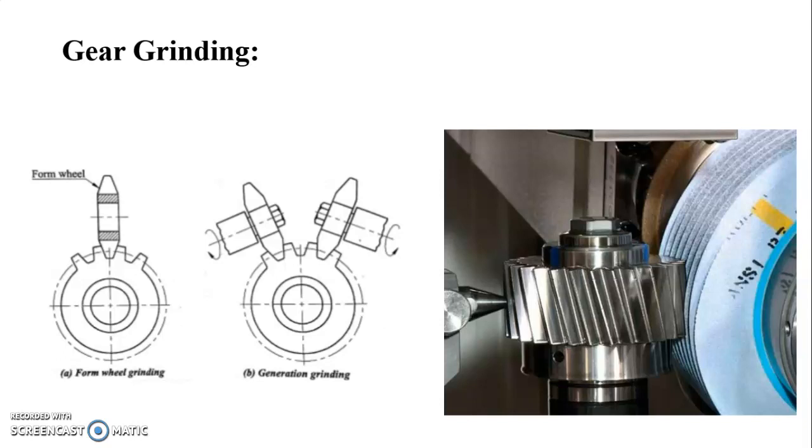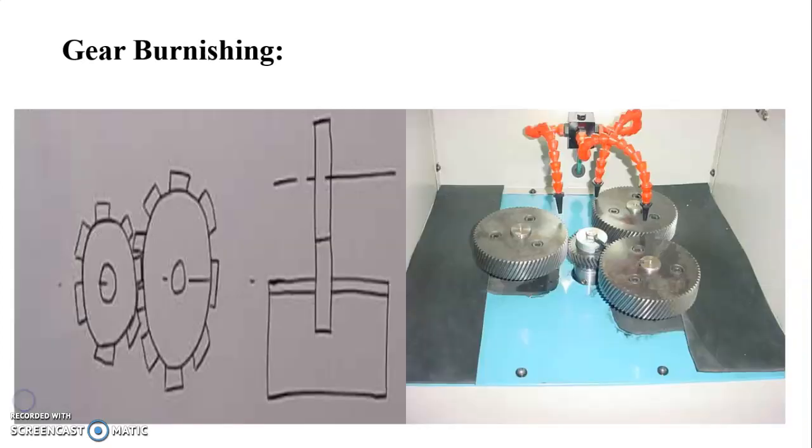The properly formed and dressed wheel finishes the gear tooth flanks by fine machining or abrading action of the fine abrasive. The grinding tool is formed by truing the grinding wheel to the shape and size of the gear tooth to be finished. The gear is mounted on an index head and the grinding wheel is fed to the required depth. The gear is then withdrawn and indexed for the next tooth. Then next is gear burnishing.